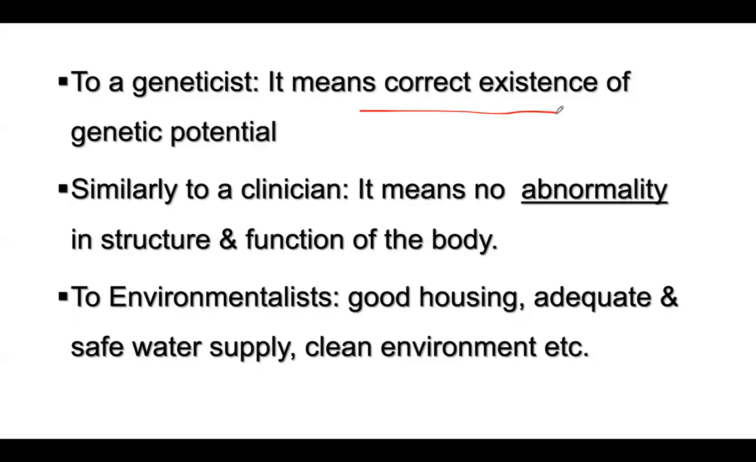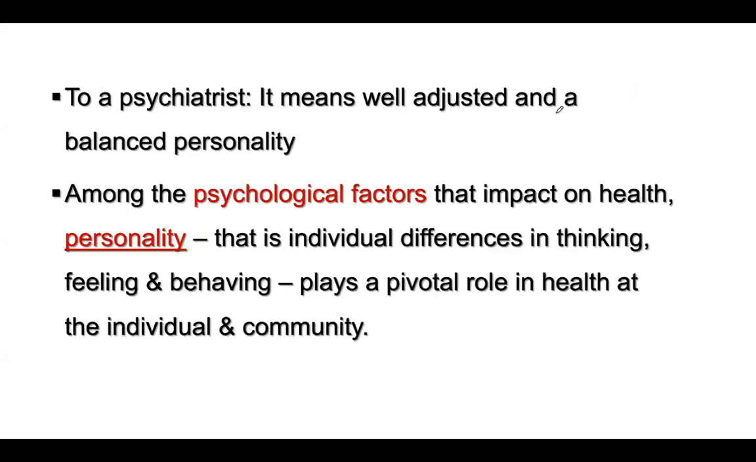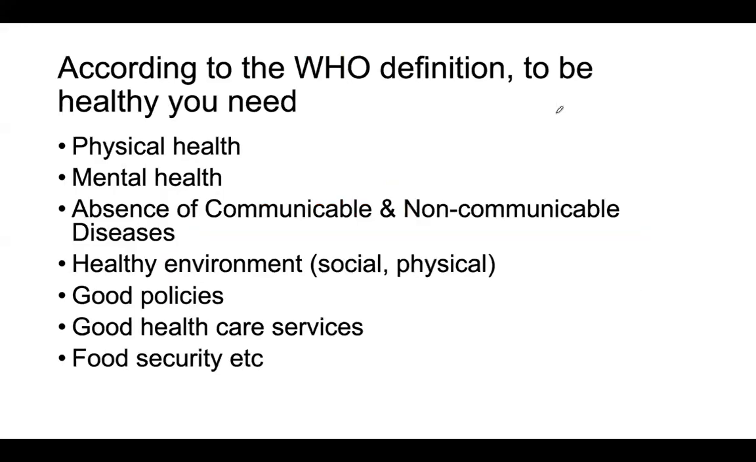So this is just to build up the fact that when you're looking at health and determinants of health, we can't really just point down on one thing and think that working on that particular component will give us a good outcome. From a psychiatrist perspective, this is a well-adjusted and balanced personality. So, the way you think, the way you feel, there are issues of mental health right now that are getting more light and attention. And probably there are genetic factors that influence how healthy you can be in terms of mental health. So all these are different components that you need to look at.